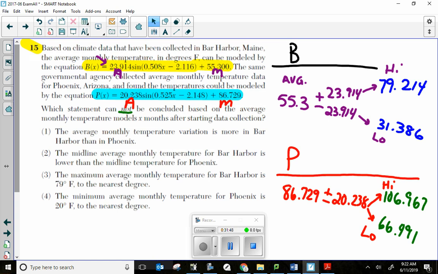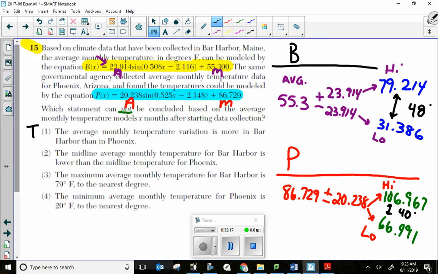Okay, number 1 says the average monthly temperature variation is more in Bar Harbor than Phoenix. Okay, well, the variation means how much does it vary, the average monthly temperature. The average monthly temperature from here to here is about, let's just make an estimate, well, it's about 48 degrees it varies from high to low. And from here, it varies about 40 degrees. Okay, so yeah, that's true. The difference between high and low is more for Bar Harbor.